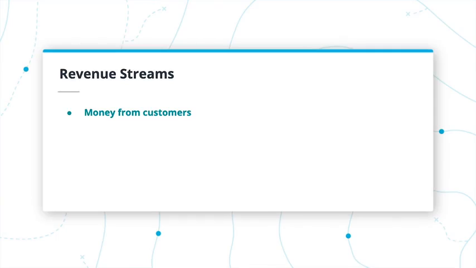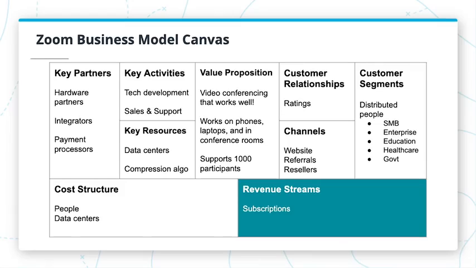And lastly is revenue streams. What are customers willing to pay for, how much, and how do they pay? For Zoom, the main revenue stream is through subscriptions. There's several different tiers of subscriptions, with more expensive subscriptions offering more features and functionality.